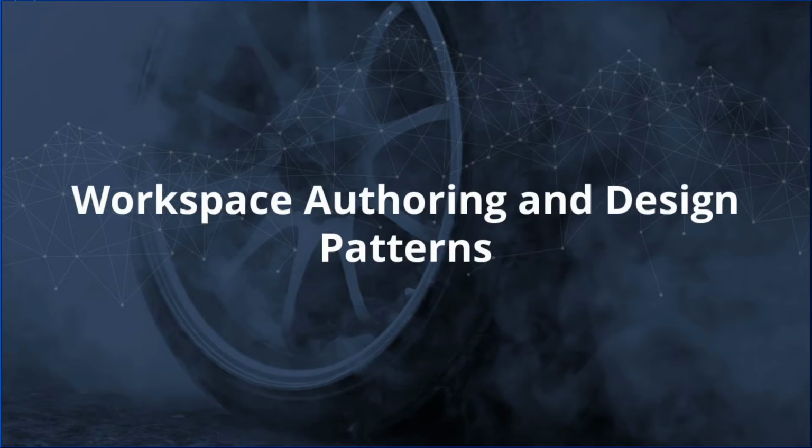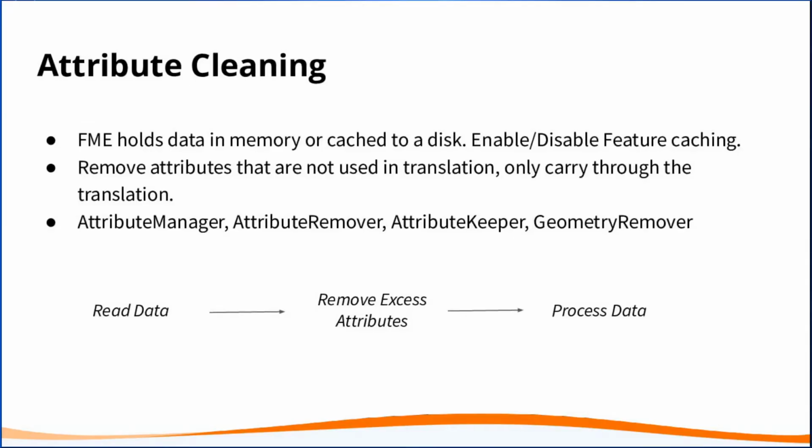So for the first part of this presentation, let's start going over some workspace authoring and design patterns to look out for when it comes to performance tuning. So the first topic that we can touch on is attribute cleaning. So feature caching is the first thing we'll talk to today, and a best practice when it comes to authoring a workspace is to make small changes and run those workspace often to kind of debug and test those results.